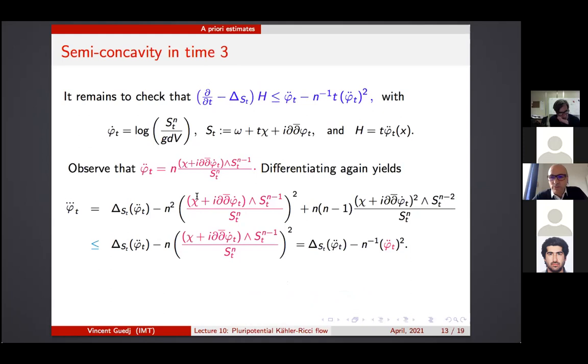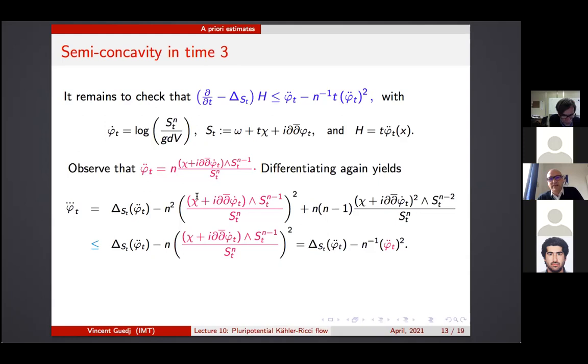I observe now that the term I'm taking the square of, chi plus i dd bar phi t dot wedge st to the n minus 1, divided by st to the n, is exactly phi t double dot divided by n, as you can see from the previous computation. So therefore, I obtain that the third time derivative of phi t is less than or equal to the Laplacian of phi t double dot minus phi t double dot square divided by n.